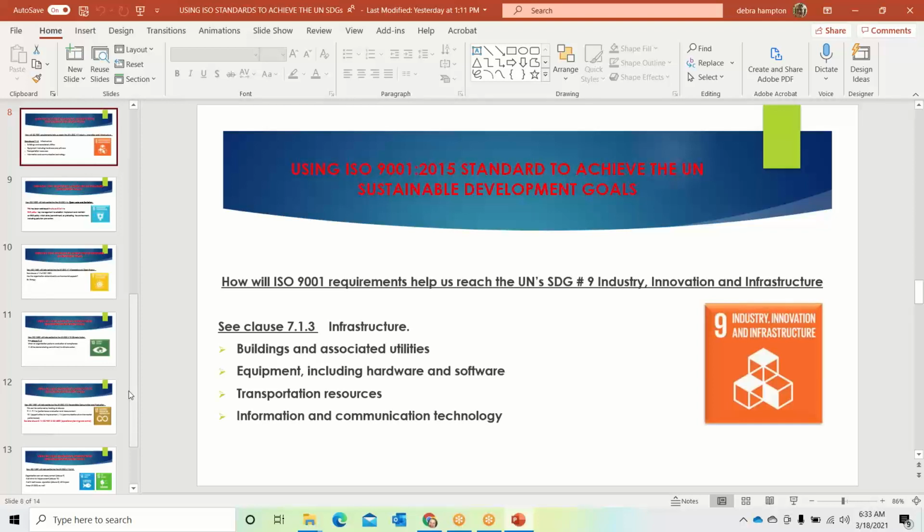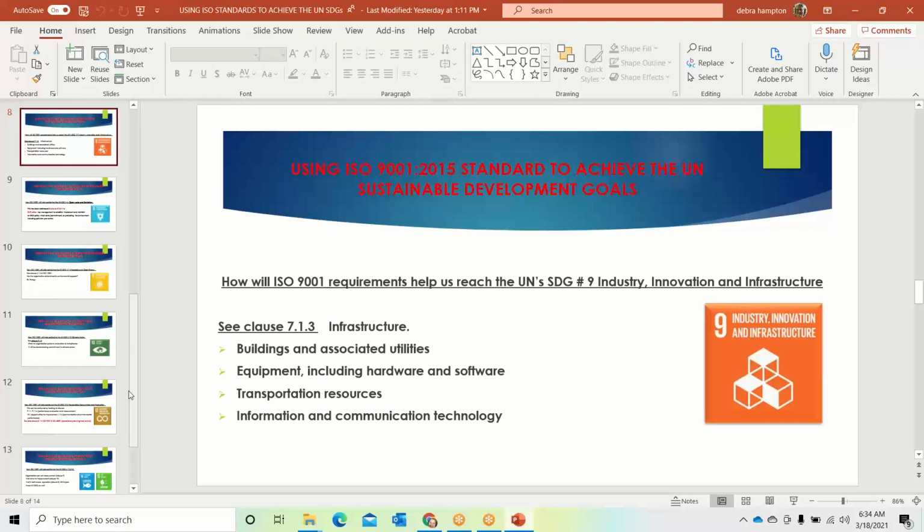Equipment, including hardware and software, and transportation resources, information and communication technology. So these are the elements that form infrastructure. Of course, it is very practical. An organization cannot function properly without these elements. It cannot function without the infrastructure.